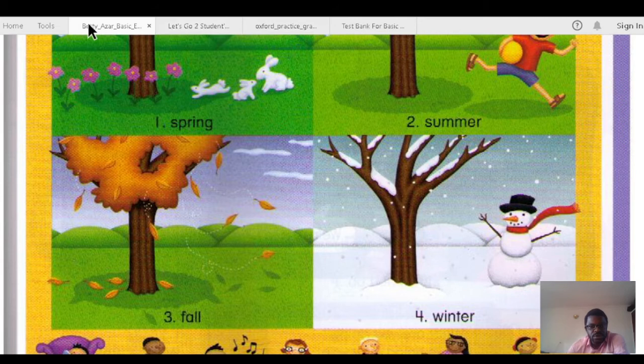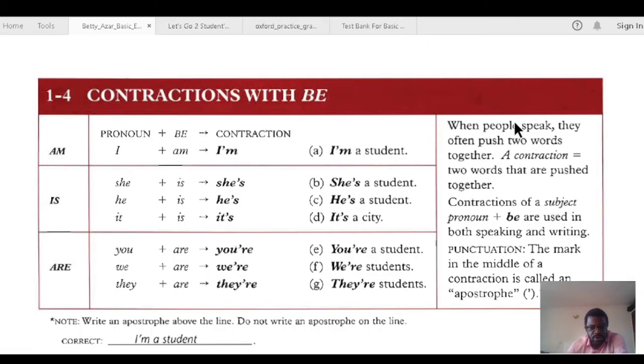Okay, let's quickly go to here and we'll be looking at contractions with be. You know our verb be: am, is, are. Those are called what? Verb be. So here we have I am. The contraction form for it is this. I am a student, that's the example. She plus is, she is. He plus is, he is. It plus is, it is. It is a city.